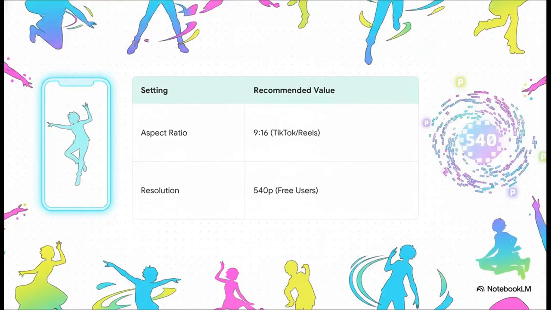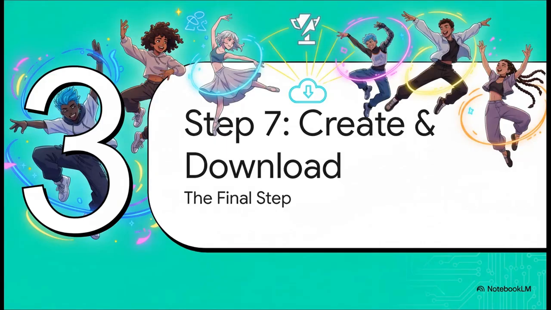We're almost there. Just 2 really quick settings to check. First, for the aspect ratio, you're going to want to choose 9:16. That's the perfect vertical format for TikTok and Reels. Then, for resolution, just pick 540p. That's the highest quality you can get for free, and honestly, it looks amazing on a phone screen. And that's it for the setup. Can you believe it? We've given the AI the dance, we've given it the dancer, and we've set the right format. Now for the moment of truth, let's actually create this video.